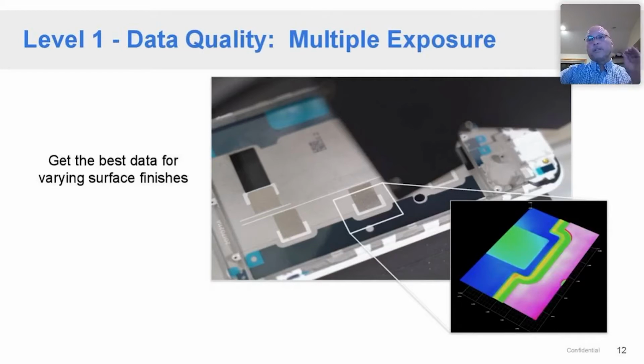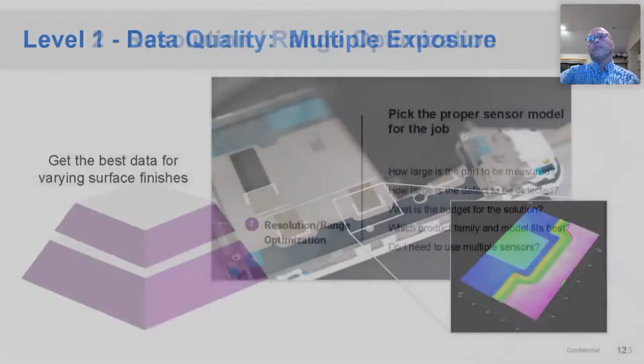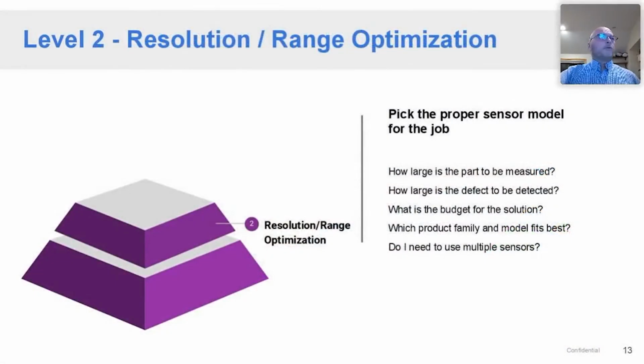So a lot of choices, and I think one of the strengths of the LMI portfolio is that we do offer that broad range of choices so that you can pick the right sensor for the material you're trying to scan. Next, we'll move on to resolution and range optimization.